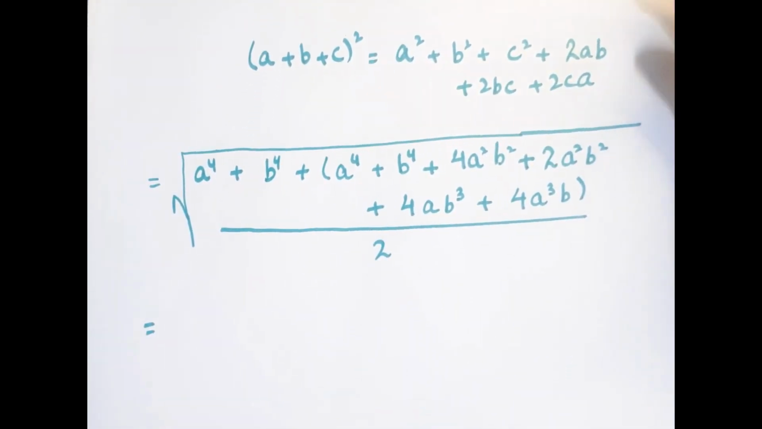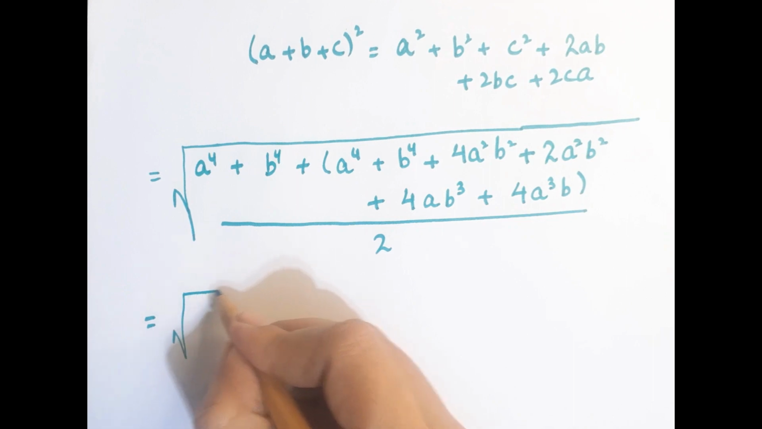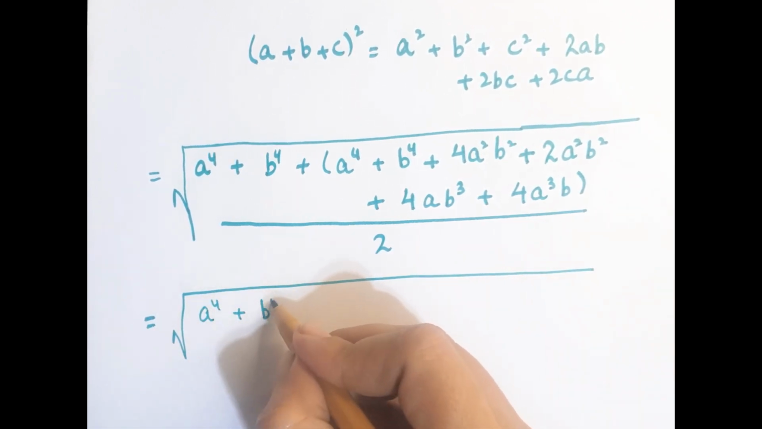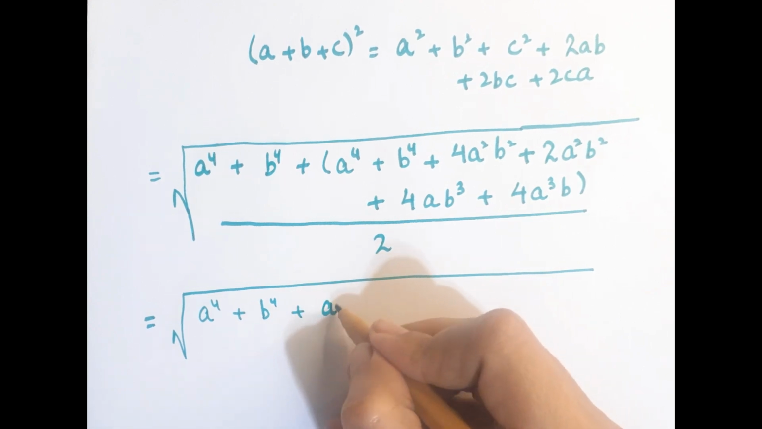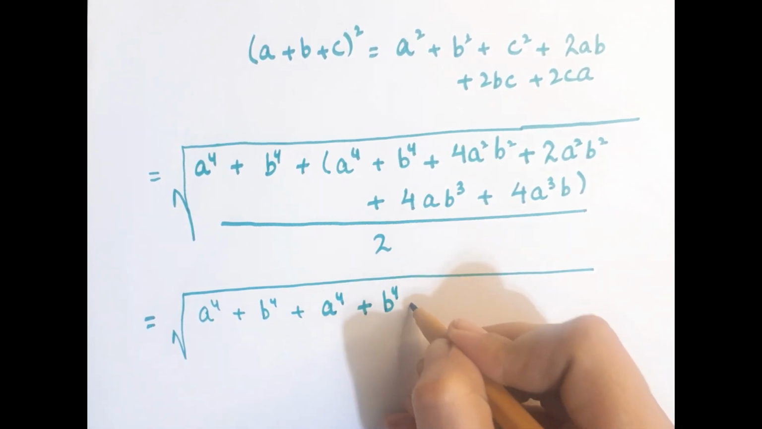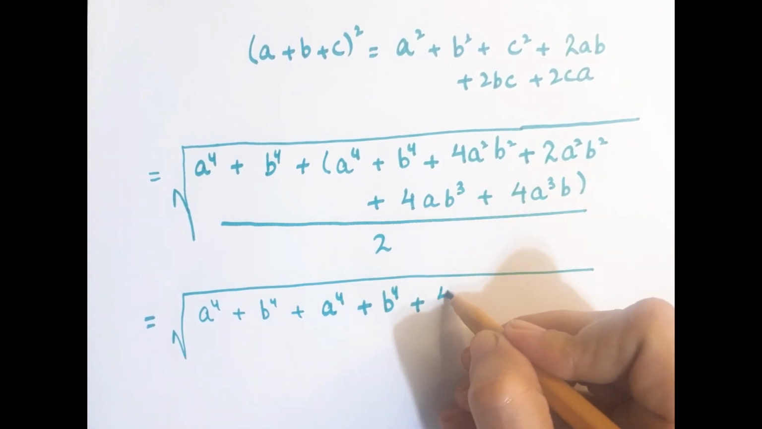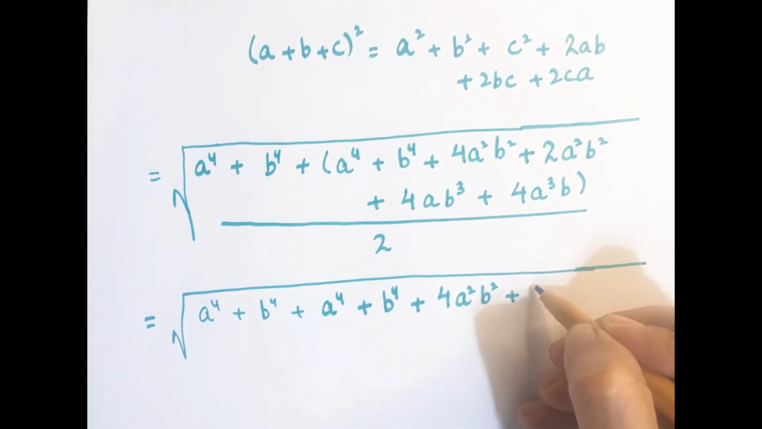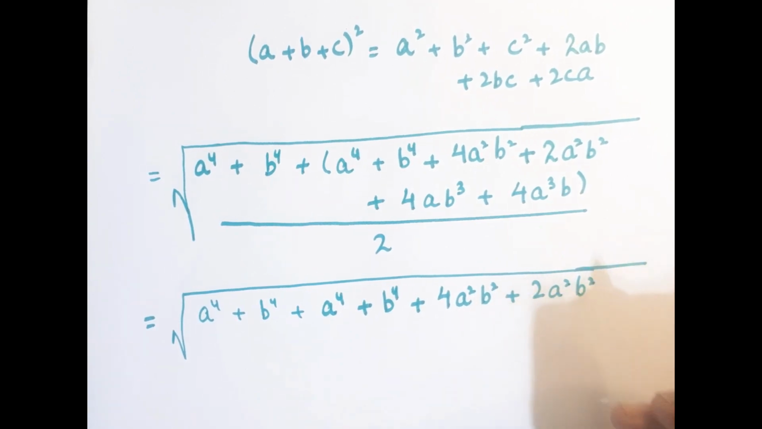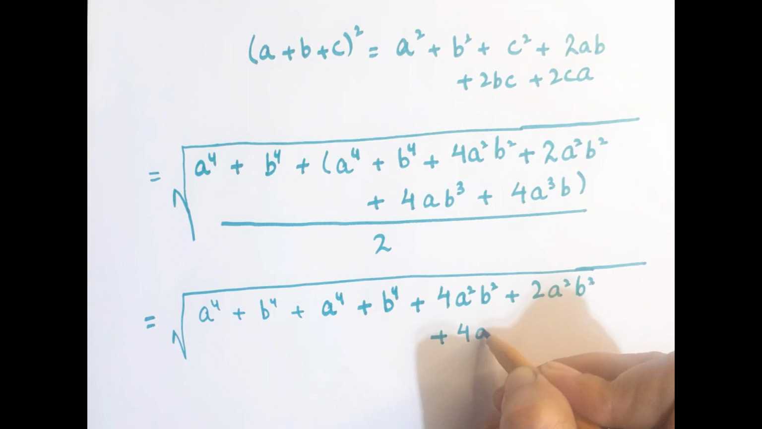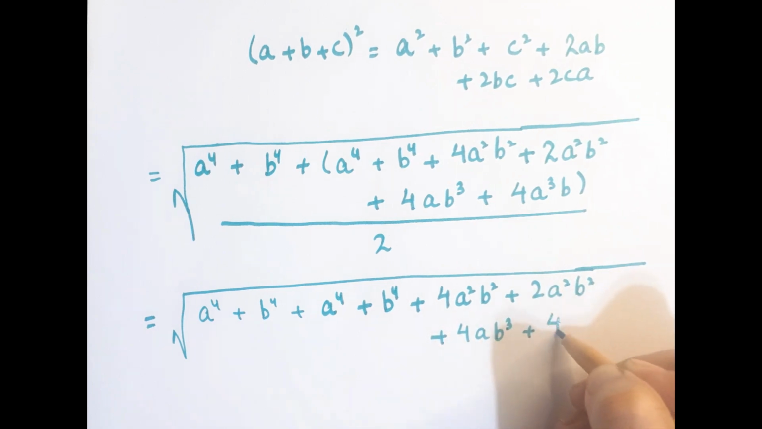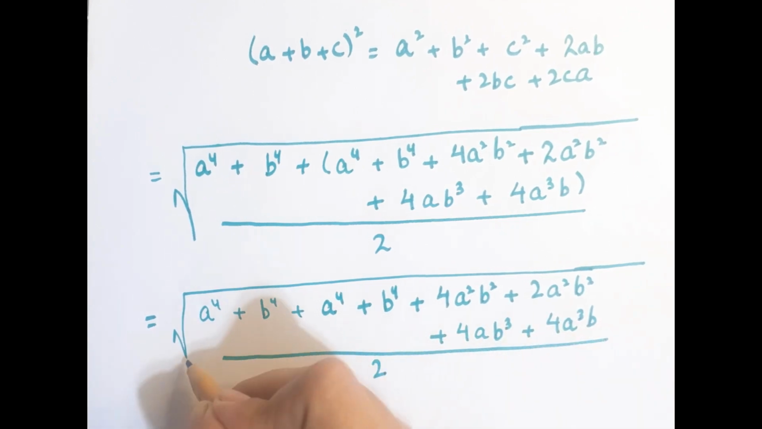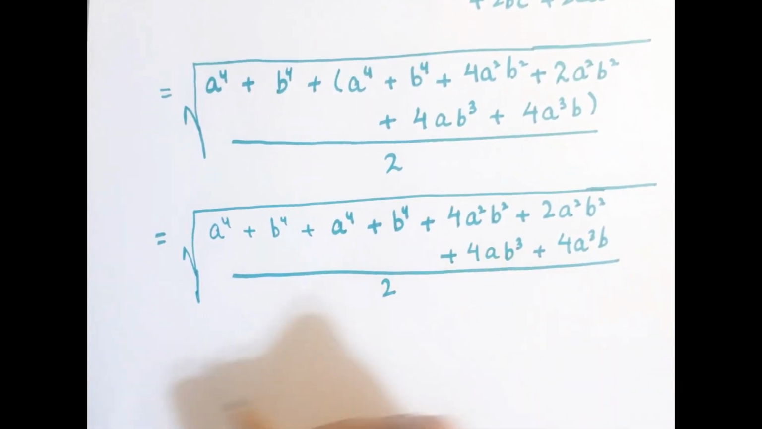Next, we are going to open the bracket here, A^4 + B^4 + A^4 + B^4 + 4A^2B^2 + 2A^2B^2 + 4AB^3 + 4A^3B upon 2. This 2 is also in the root sign.